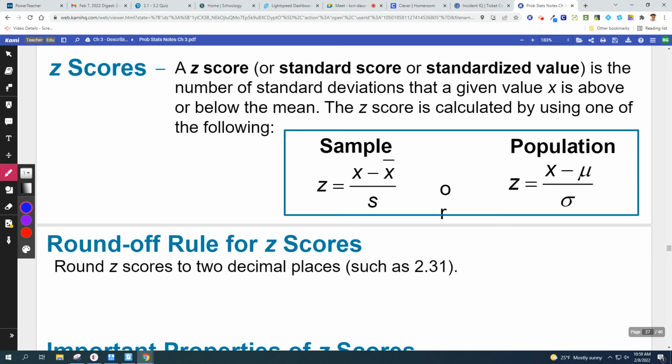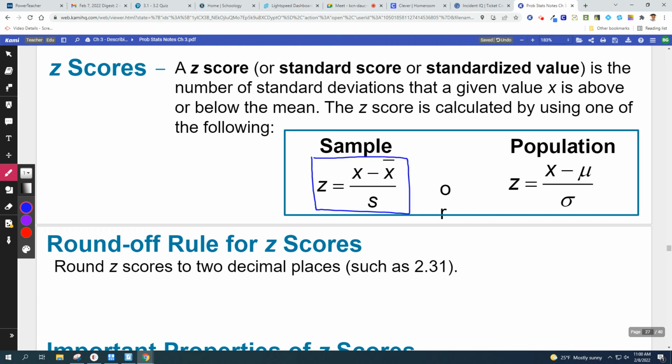So here's z-scores. The z-score, or standard score, or standardized value, is the number of standard deviations that a given value x is above or below the mean. So we're comparing some number to the mean. The z-score is calculated by using one of the following. Both of these equations are really saying the same thing. It just depends on if you're talking about a sample or a population.